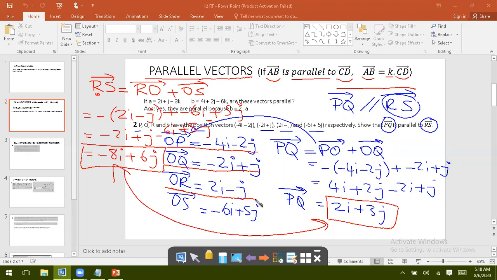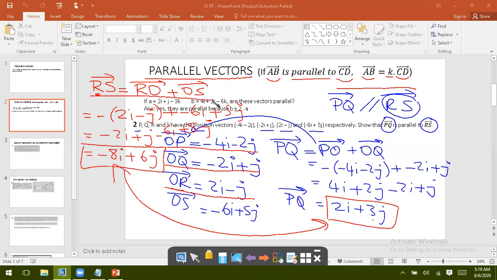OQ is negative 2I plus J, so that makes 2I plus 3J, that's correct. And we look at RS. Where is RS? RS means RO plus OS, so that is negative OR plus OS, yes, we wrote it correctly. So that makes negative 6I plus 5J minus 2I plus J, which is negative 8I plus 6J. Okay, so yes, we didn't make any mistake.